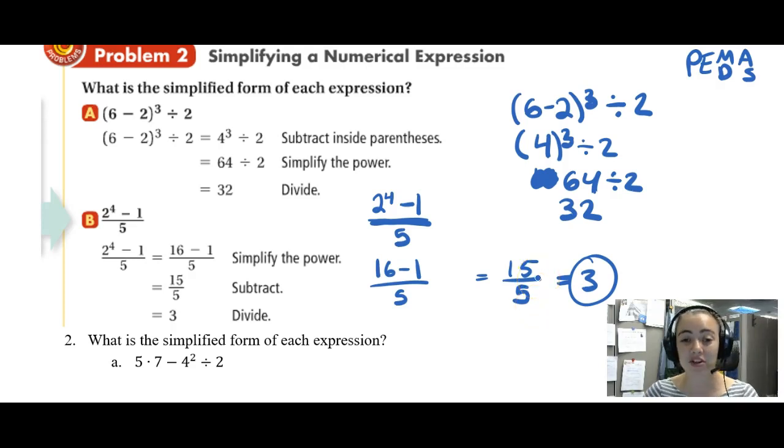All right, so now you're going to try this on your own. I recommend, just like what I did, write down PEMDAS at the top of your paper to keep track of what you're following. But remember that P stands for parentheses, or brackets, or fraction bars, any grouping symbols.